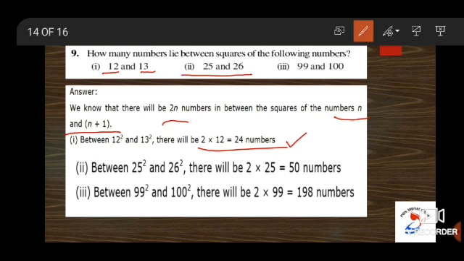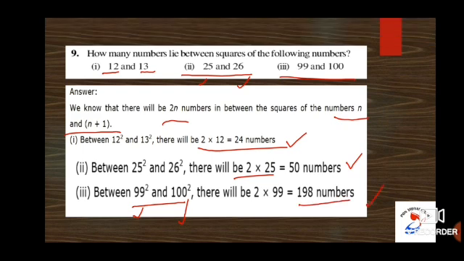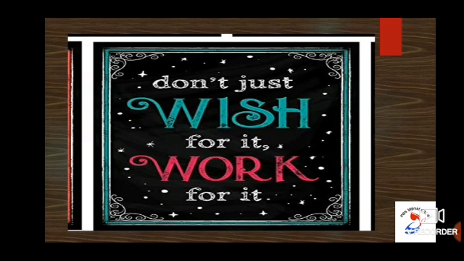Next subdivision 2, it is 25 and 26. So here n is 25 and n plus 1 is 26. Again apply the formula 2n. So 2 into 25, that is equal to 50 numbers. Then subdivision 3, 99 and 100, that is between 99 square and 100 square. Again n is 99 and n plus 1 is 100. So there will be 2 into 99, that is equal to 198 numbers. So this completes the 9th problem, and hereby we are completing exercise 6.1 also.